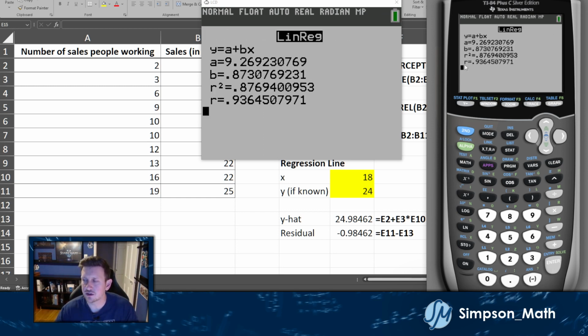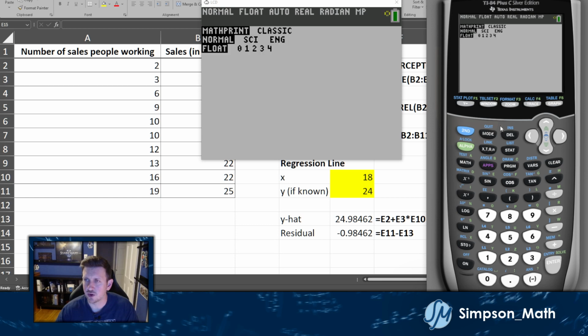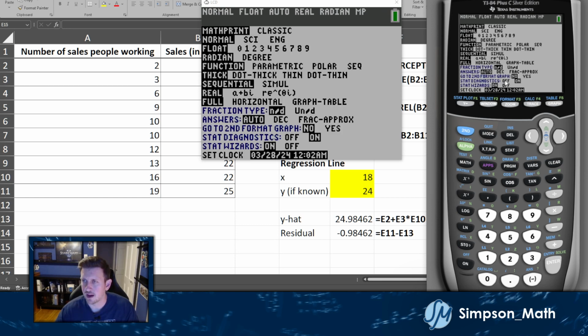If for some reason you don't have r or r squared right here, then you don't have your stat diagnostics turned on. So if you go to mode, I have it right here at stat. Let me just go down. Stat diagnostics on. For some reason, by default, even in 2024, it's set to off. Don't know why. The stat wizards are on by default. That's great. But the stat diagnostics are turned off. So just turn them on.